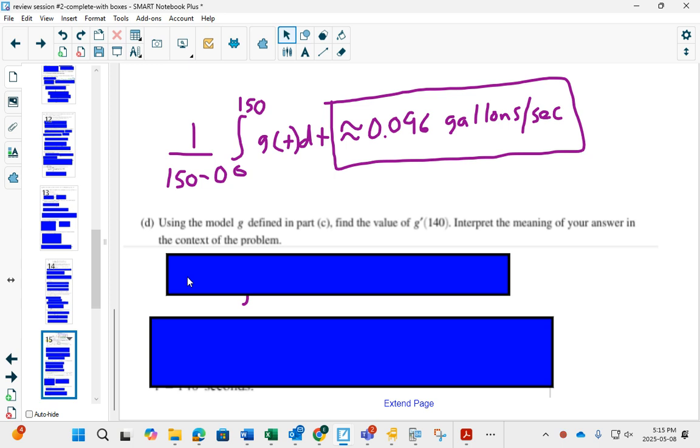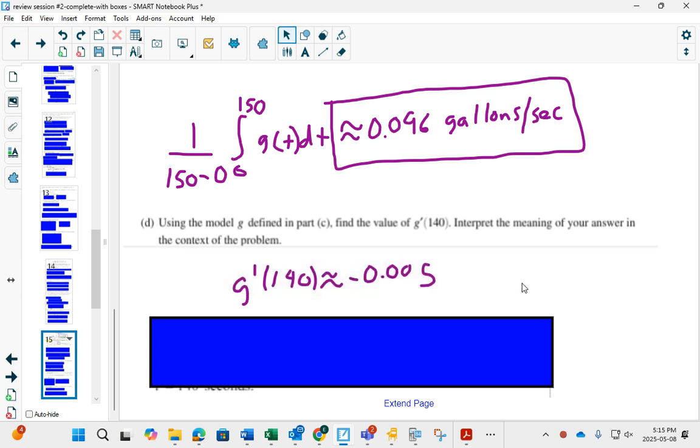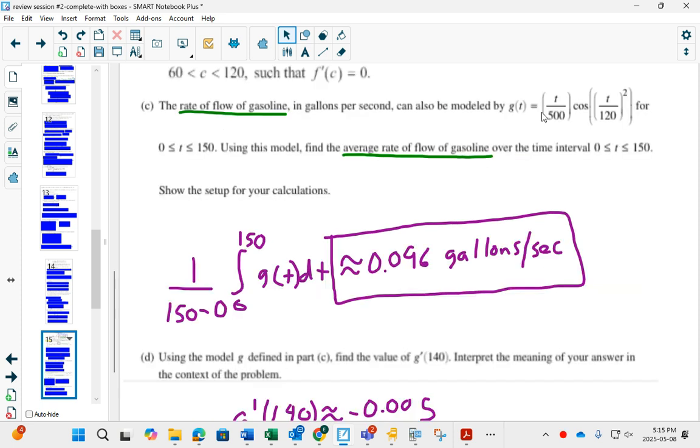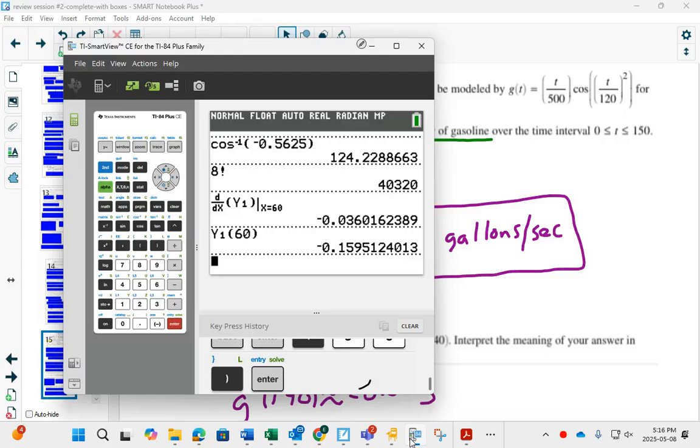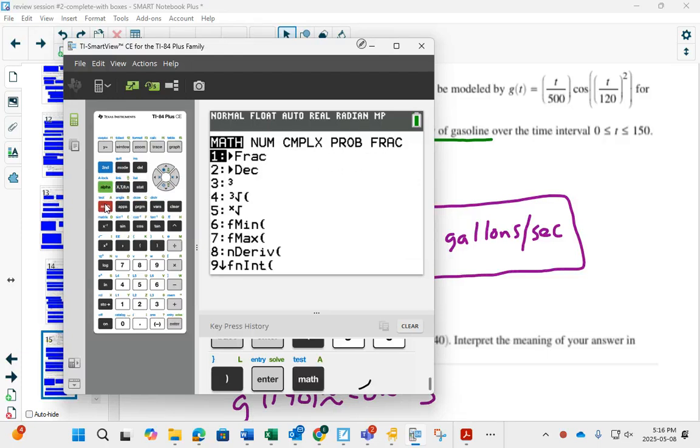And using the model G, defined in part C, find the value of G prime of 140 and interpret the meaning in the context of the problem. So here's G. It's a calculator question, so do not waste a lot of time doing anything other than using your calculator to plug it in. Maybe you had already typed this into Y1, and you could use your derivative button on your calculator, or maybe you just do that derivative button and type in that whole function. Just a reminder, that derivative button is under math, number 8.